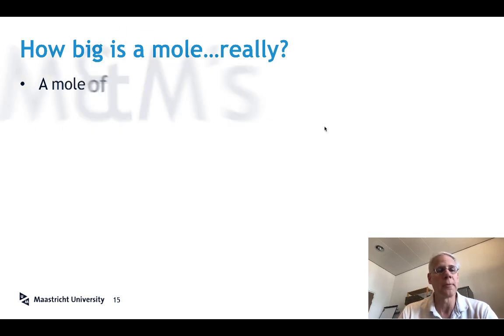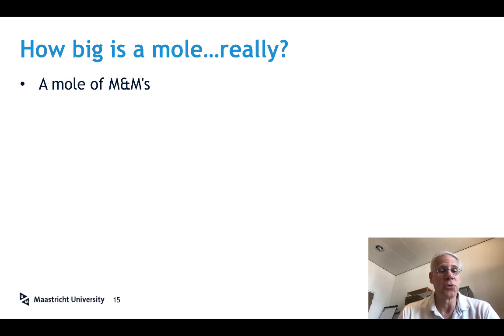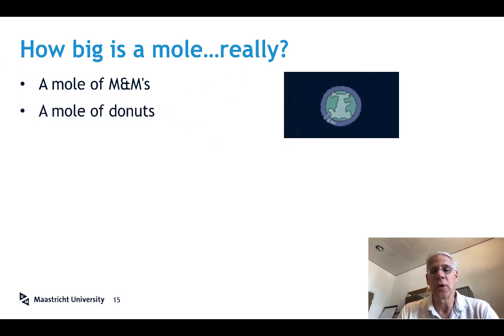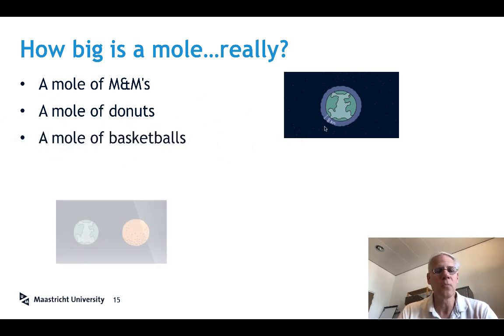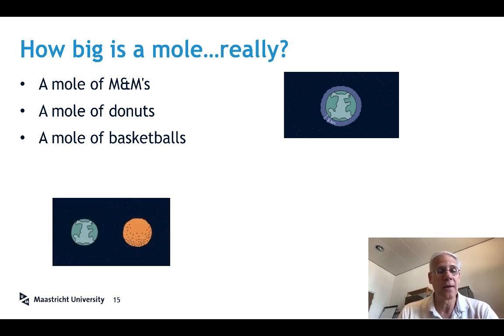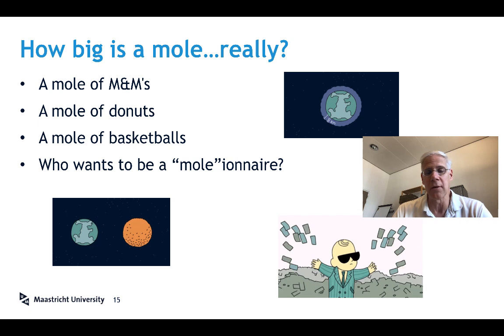How big is a mole, really? Well, if you had a mole of M&Ms, you could actually cover the United States to a depth of about 25 miles. If we had a mole of donuts, we could cover the entire Earth to a depth of about 8 kilometers, or about 5 miles. If we had a mole of basketballs, we could actually create a whole other Earth. And this is my favorite, who wants to be a mole-ionaire? What if you were born with a mole of dollars? Well, if you had a mole of dollars, you could spend $1 billion every second of your life, and then roughly 200,000 of your kin could do the exact same thing. So that is a very, very large number.